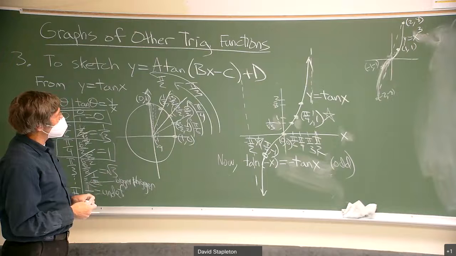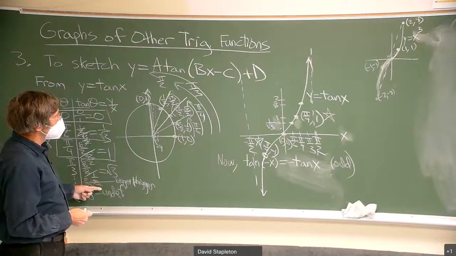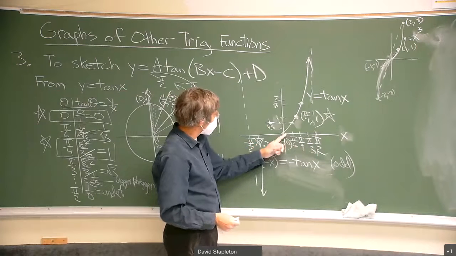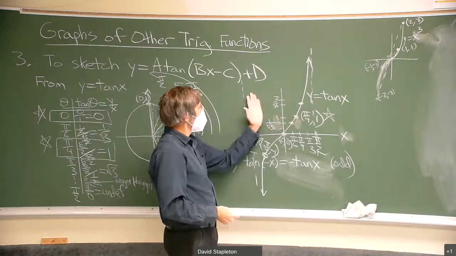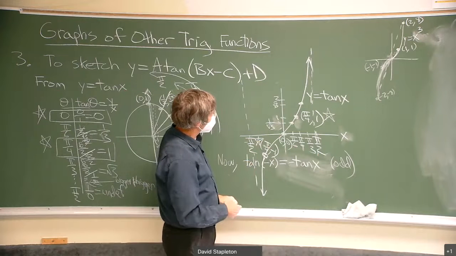There's what the graph of y equals tangent x looks like, made by building this table for angles between 0 and 90 degrees, and then using the odd property to flip this over and upside down, since it's an odd function.